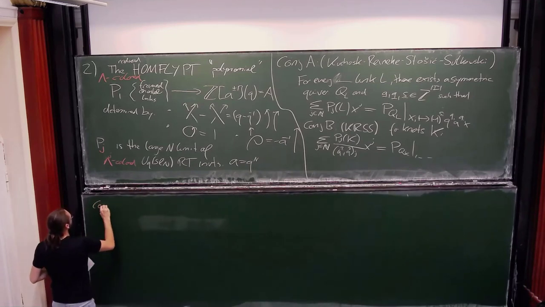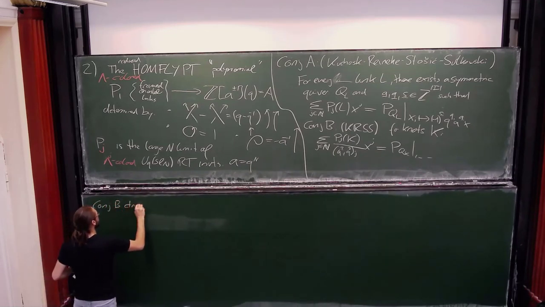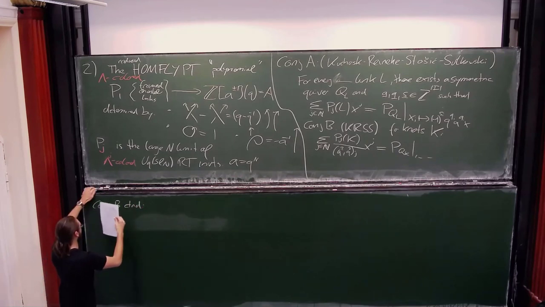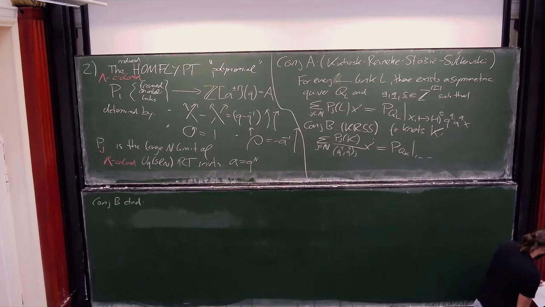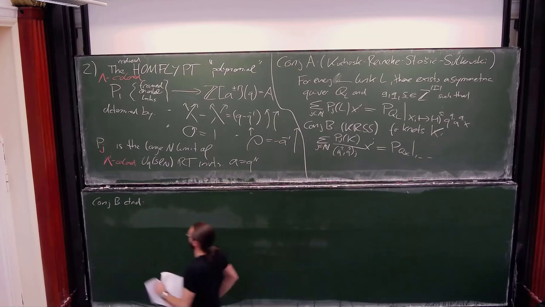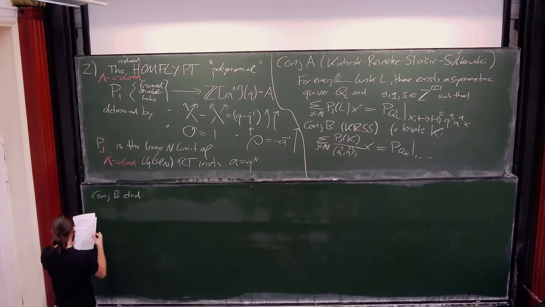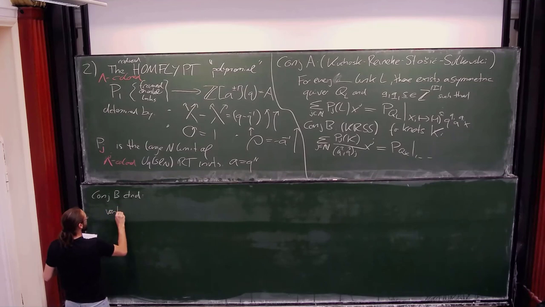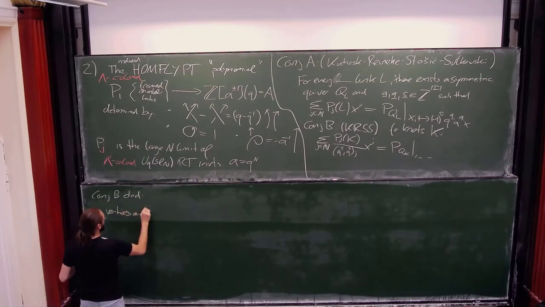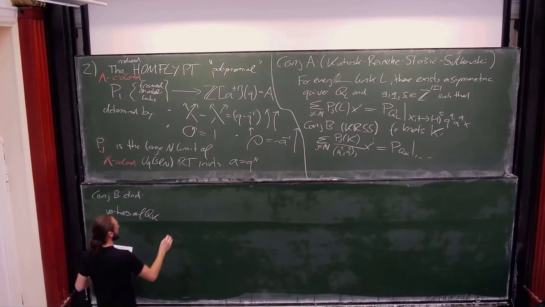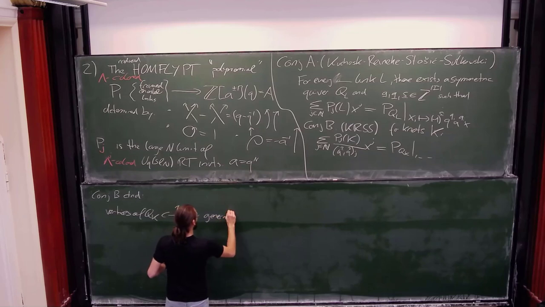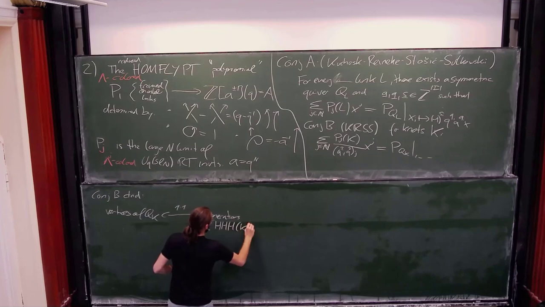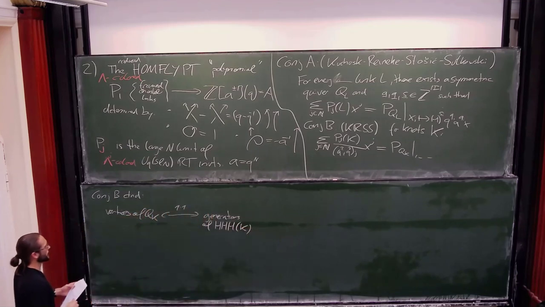Conjecture B continues. So the continuation is that the vertices of this quiver Q_K associated to the knot are in bijective correspondence to each generator of the triply graded Khovanov-Rozansky homology of K.